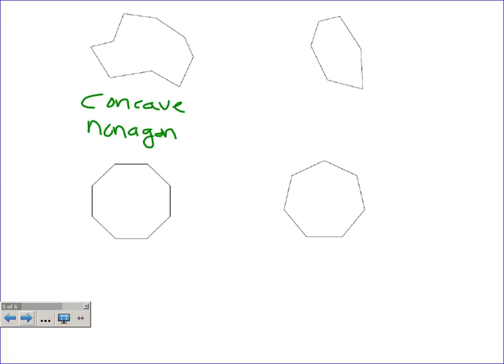Convex or concave? This really is convex. It does not go in anywhere. It's not like any holes in it. How many sides are there? 6, so hexagon.